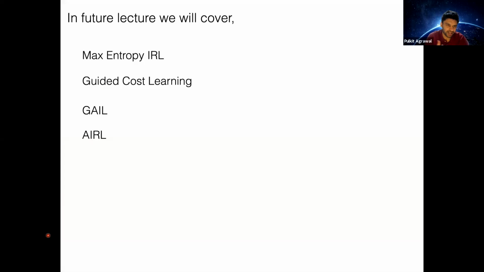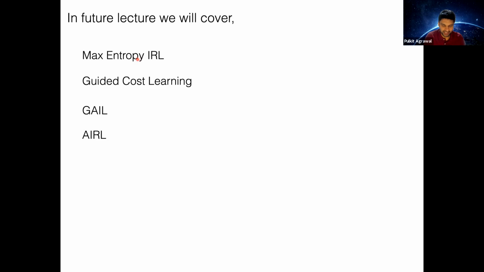Then there are a couple more concepts in IRL. For example, max entropy IRL, then guided cost learning, GAIL and AIRL. The last three take what we have learned until now and remove the assumption that we have linear features by putting in deep learning over there.